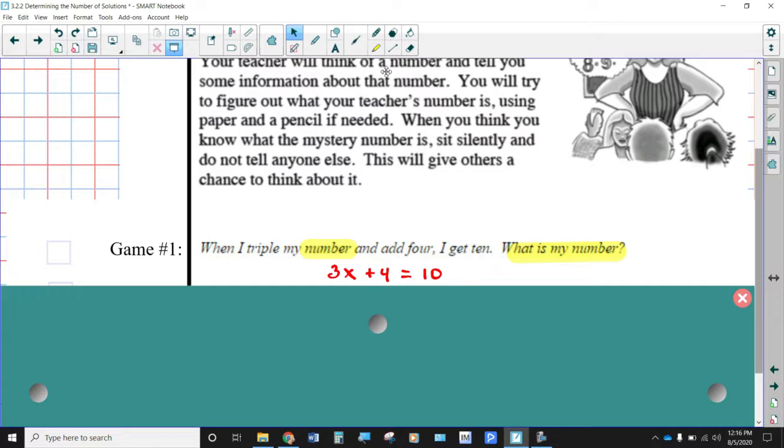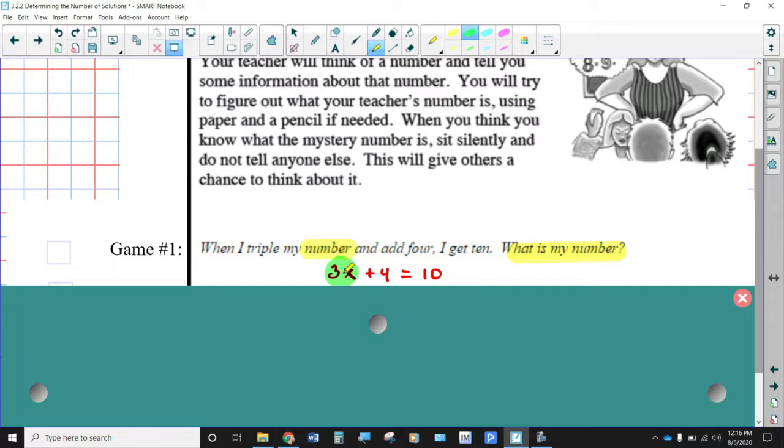Okay, so let's just consider this for a second. I'll use my highlighter and maybe I'll highlight in green. You see this quantity right there? We don't know what x is, so we don't know what 3 times x is. But we do know that when you add the 4 to this quantity, you get 10. So let's just think about that quantity.